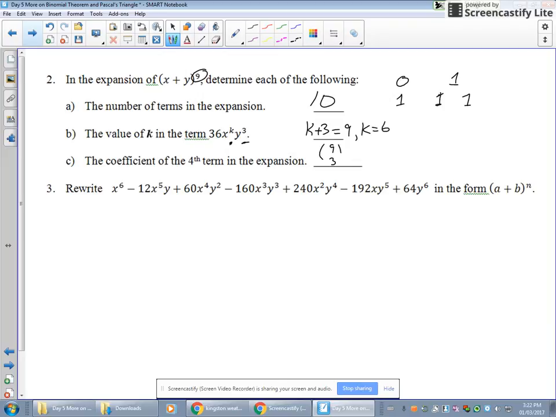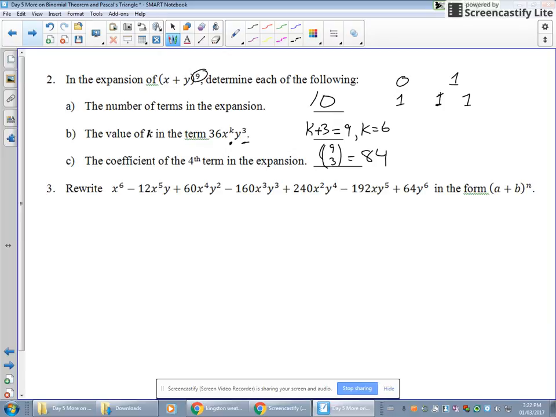9 choose 3. The first term is when I'm doing 0. Second term, choosing 1. Fourth term when I'm choosing 3. So that's 9 choose 3, which is equal to 84. Sorry, I had to check my Pascal's triangle.